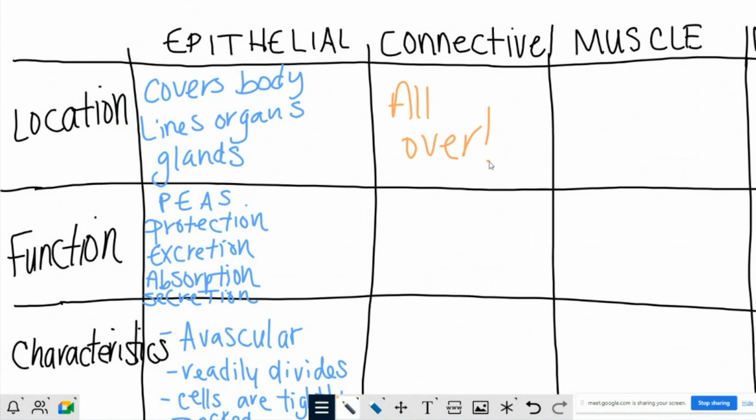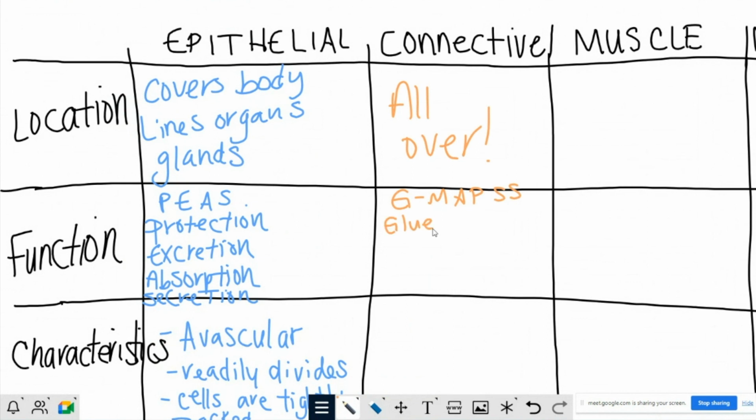It's everywhere. Its function, as you can imagine, would have a varied amount of functions because we have bone, we have blood, we have fat, we have cartilage, and they all do different things as well. So I like to say GMAPs. The G stands for glue.